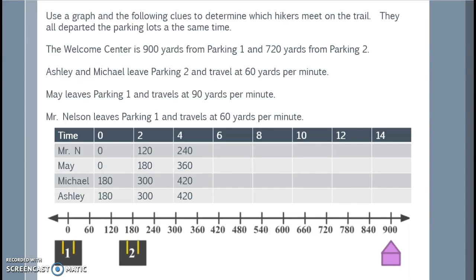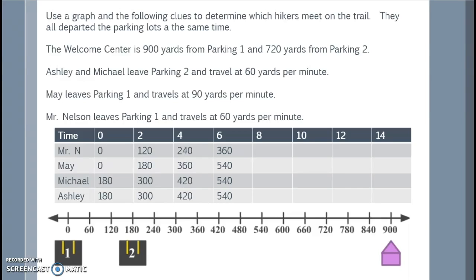So following in our path, doubling Mr. Nelson and May for another 2 minutes and adding 120 for Ashley and Michael, I see that May is quickly approaching Michael and Ashley, but Mr. Nelson is still far behind.